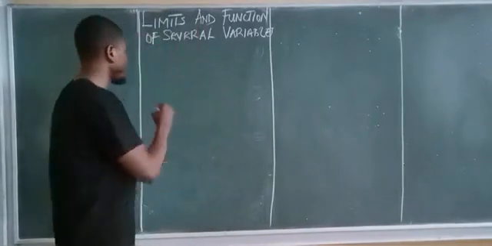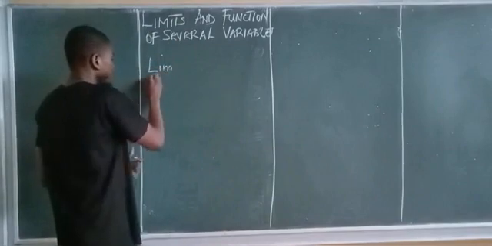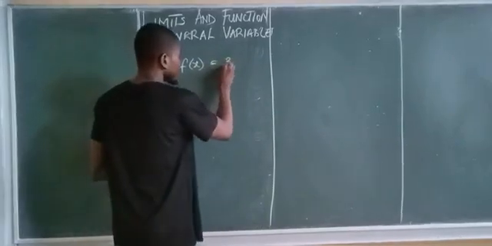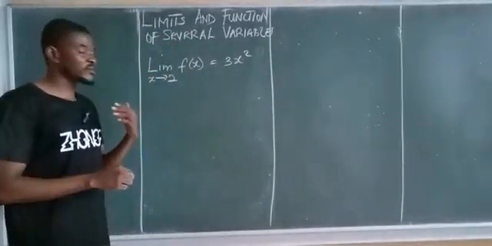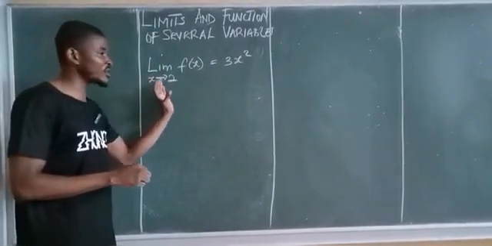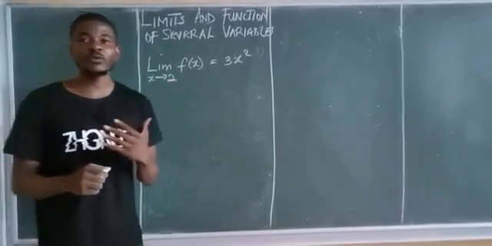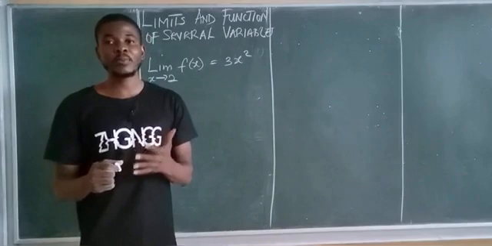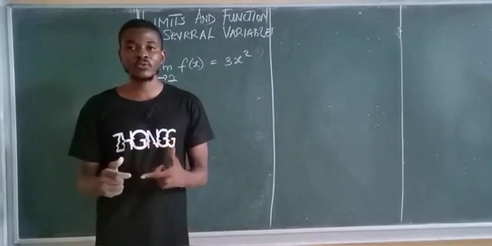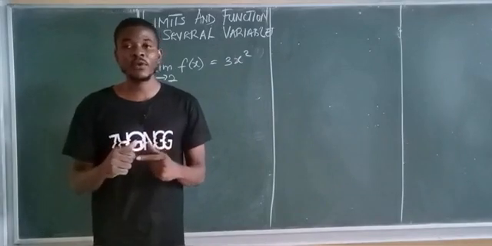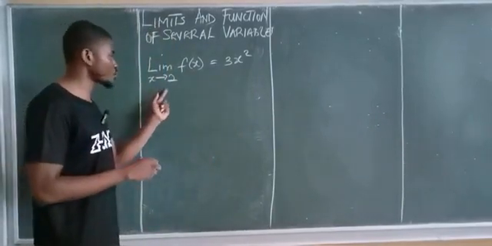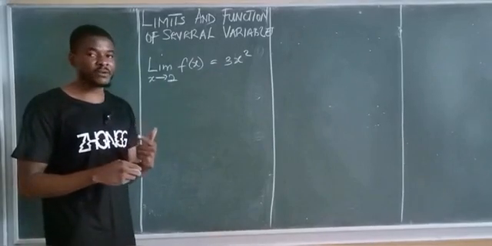For instance, let's say I have the limit as x tends to 2 of the function f of x equal to, let's say, 3x squared. This is simply asking what is the behavior of this function f of x when x approaches the value of 2. Now, there are numerous values by which x can approach 2. x can approach 2 from 1.5, from 1.8, from 1.9 and so on. But to avoid too much ambiguity, we simply directly substitute the value of x as 2 into the function, and that will give you the behavior of that function.